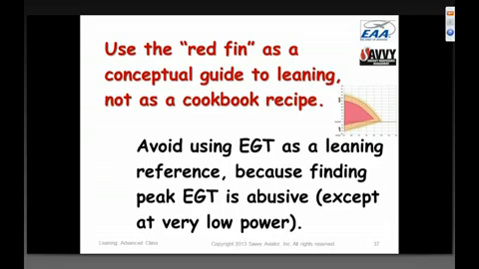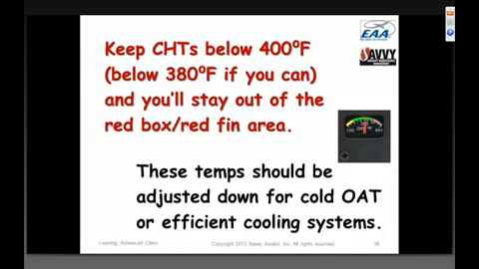We want to avoid using EGT as a leaning reference because finding peak EGT, which is the first step in using EGT as a leaning reference, is something that is abusive to the engine, except at very low power settings, so it's best not to do it. We want to keep the CHTs below 400 degrees, below 380 if you can, to stay out of the red box or red fin area.